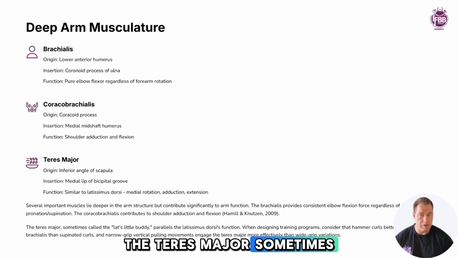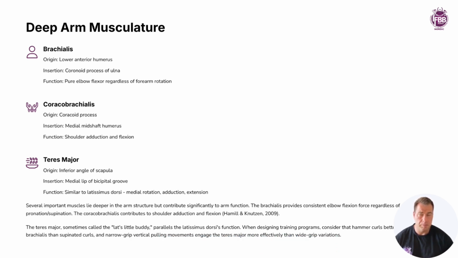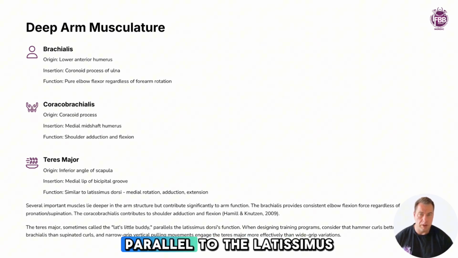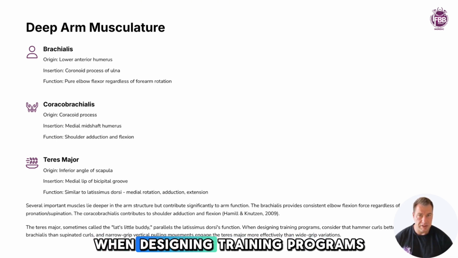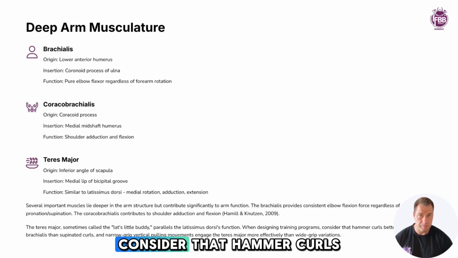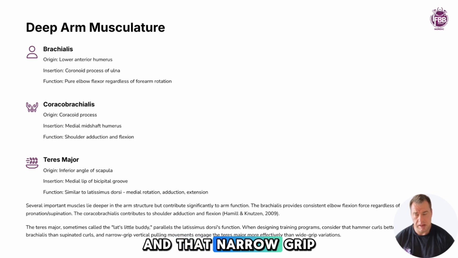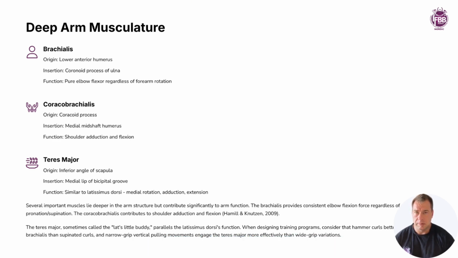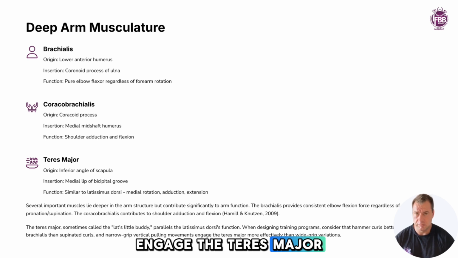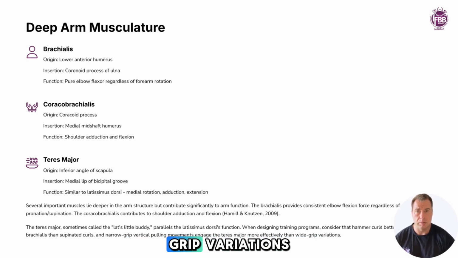The teres major, sometimes called the lat's little brother, originates from the inferior scapular angle and inserts on the medial lip of the bicipital groove, paralleling the latissimus dorsi's function in medial rotation, adduction, and extension. When designing training programs, consider that hammer curls better target the brachialis than supinated curls, and that narrow grip vertical pulling movements engage the teres major more effectively than wide grip variations.